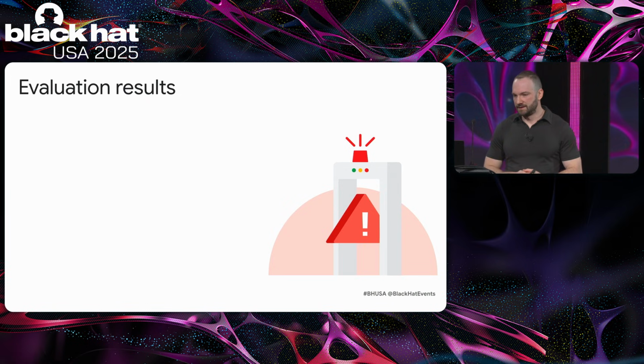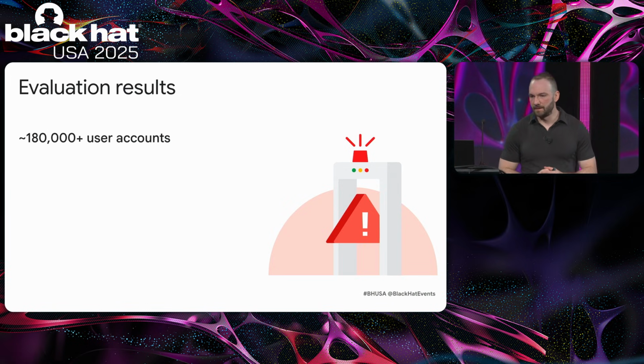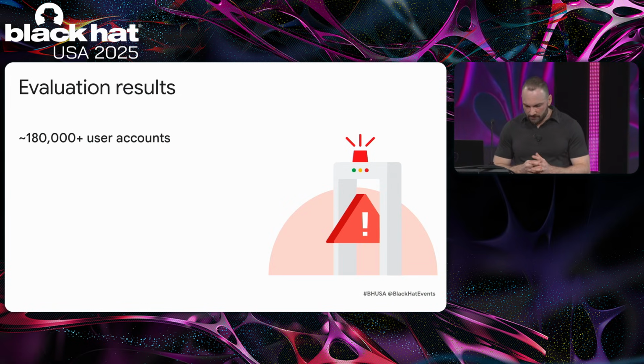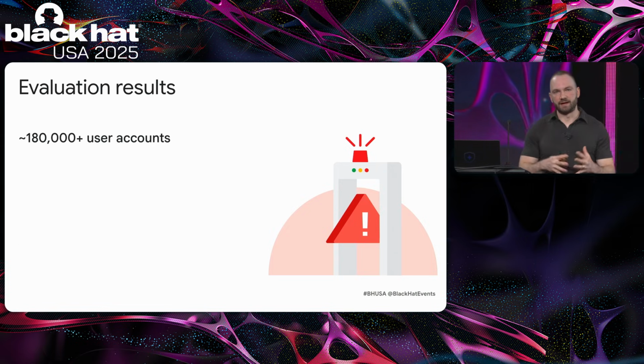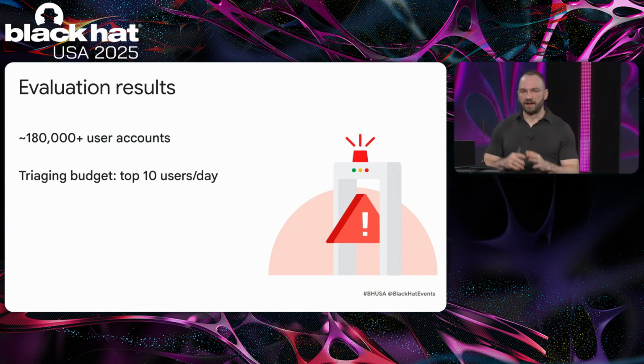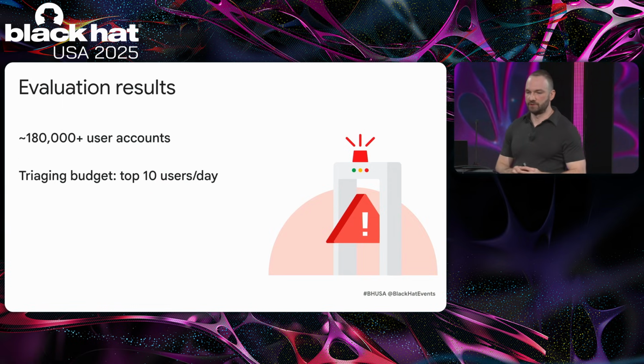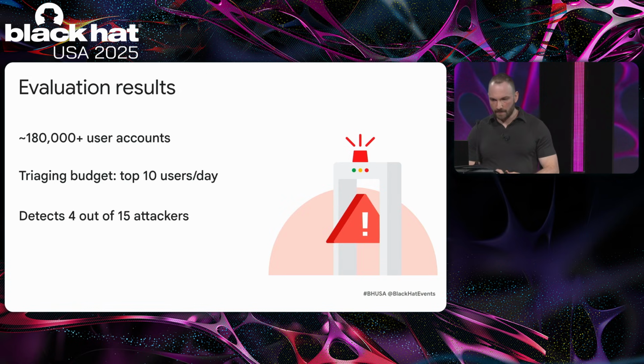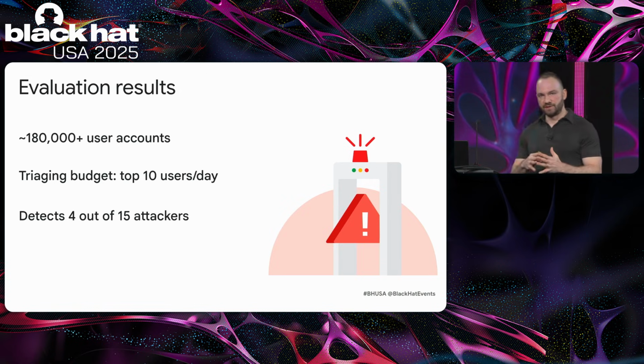All right. So here are the evaluation results. So as Ellie mentioned, we have about 180,000 full-time employees. And for this particular evaluation, we chose a triaging budget. So let's say you have analysts, and you're going to give your analysts a certain amount of work per day. And here, we're just triaging the top 10 users per day. And the main evaluation results is that we detect 4 out of the 15 attackers.